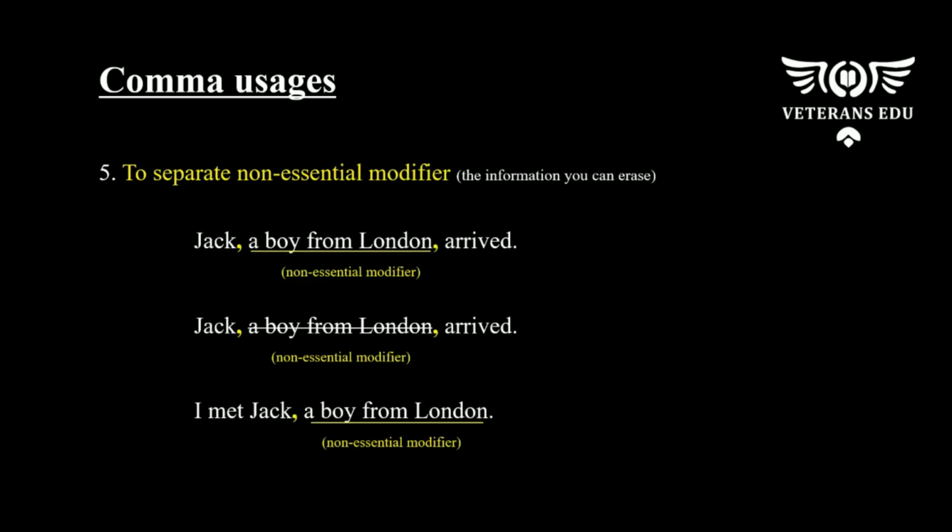The 5th usage is our favorite one, right? To separate non-essential modifier, the information we can erase. For example, in the sentence, Jack, a boy from London, arrived. The information between 2 commas is a non-essential modifier, and the purpose of the commas here is to separate that. And if you remember our last lesson, I told you that it's never about the number of commas. For example, in our last sentence, I met Jack, a boy from London. Even though there's only 1 comma, we can still erase the information because this is a non-essential modifier.